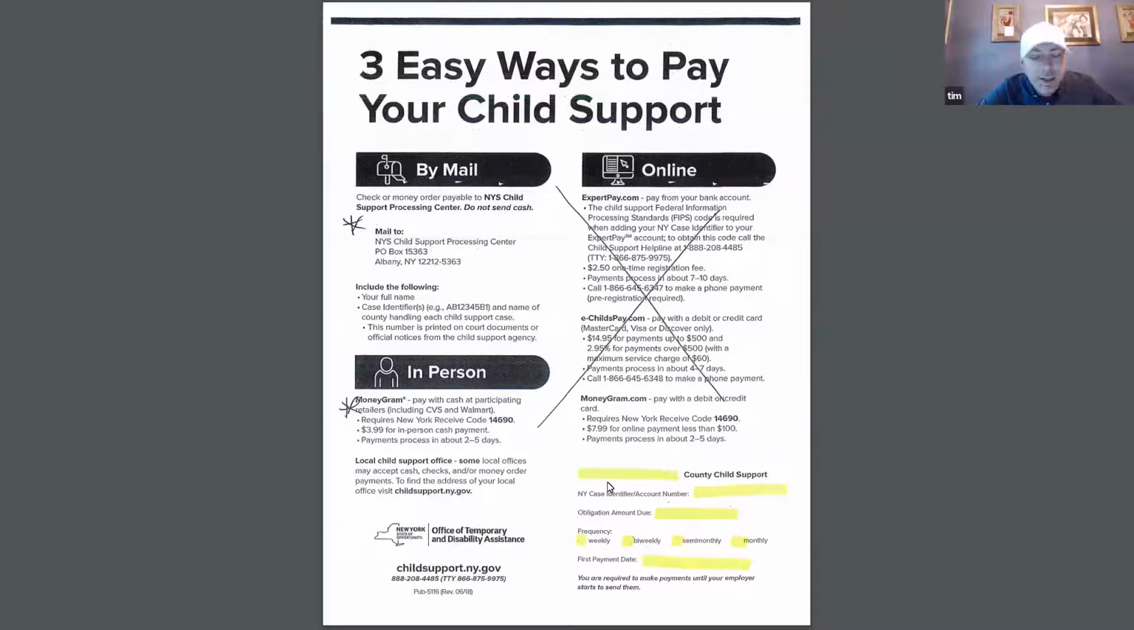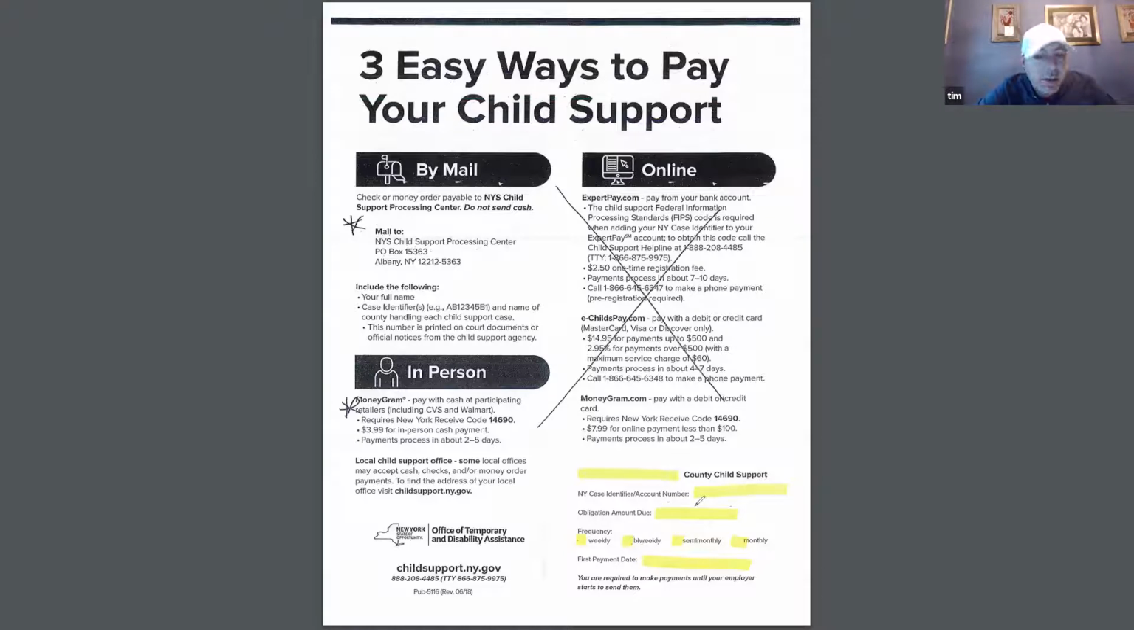So when you fill it out, you're going to have where she's highlighted the county for the child support, the county in which the order came out of. So if you're in Wayne County and that judge made the order, you're going to put Wayne County there. Your New York case identification and account number, they should have assigned it to you. If you don't have it, you can leave that blank. That's fine. They have it on record.